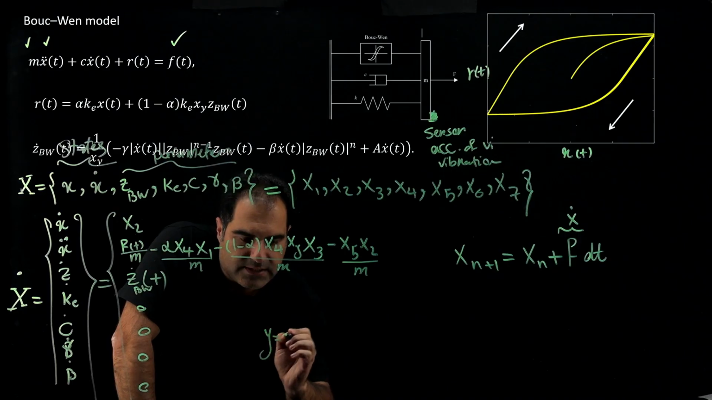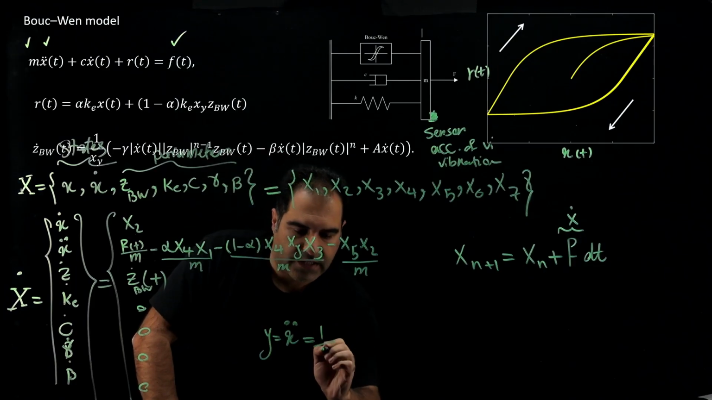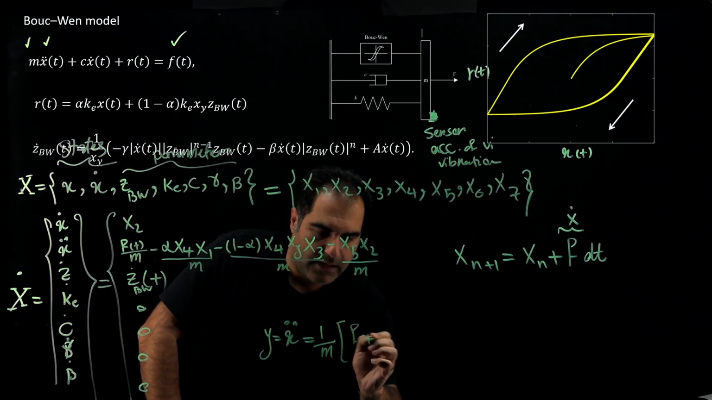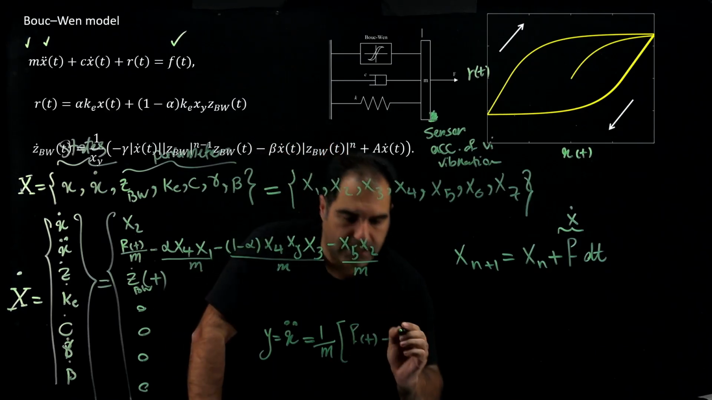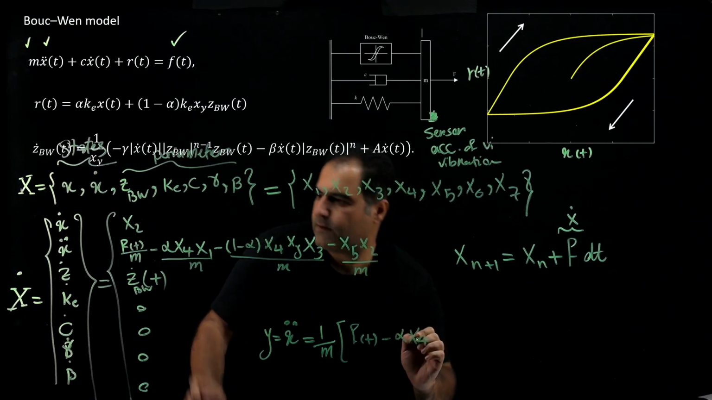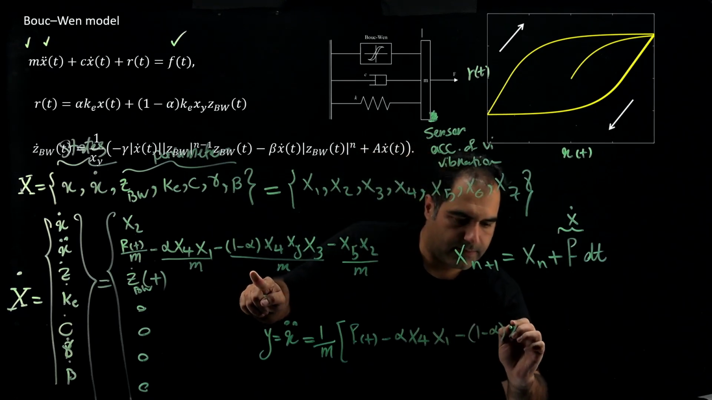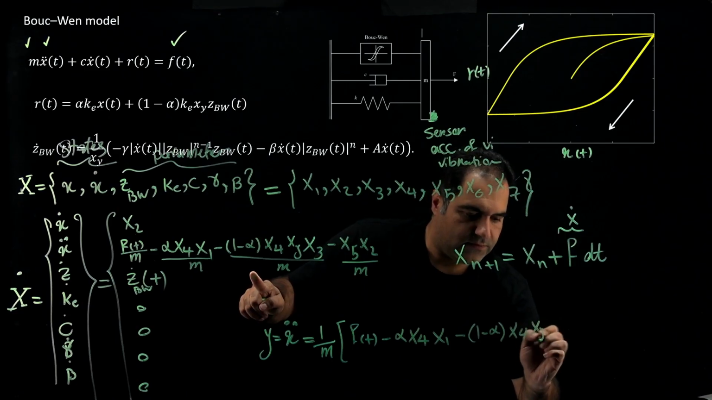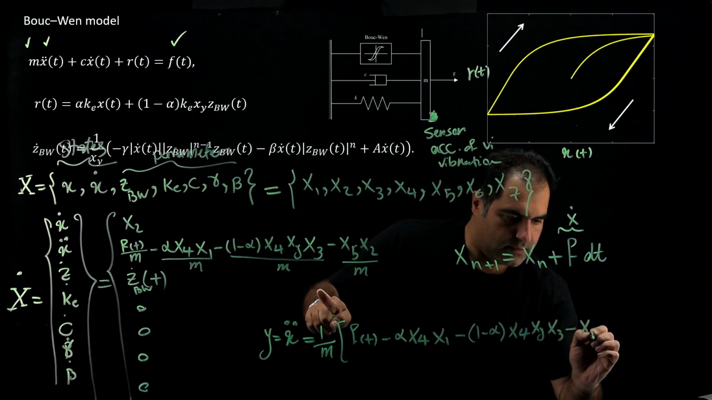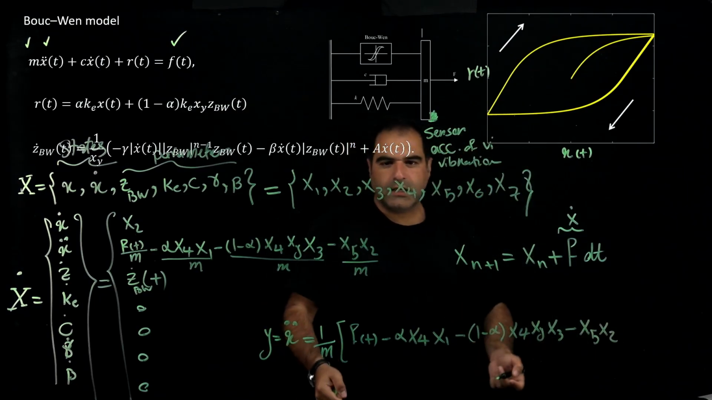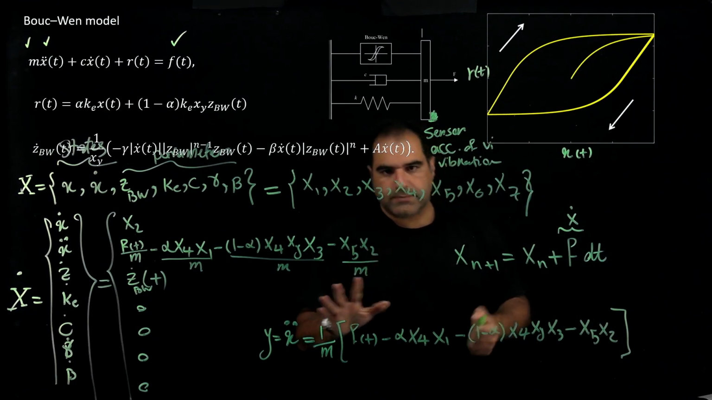Then the y, which is the x double dot, is equal to, as I said, I will write this one, 1 over m (ft minus rt), which we write as alpha x4 x1 minus (1 minus alpha) x4 xy, which is a constant, x3 minus x5 x2. You see, this is my measurement function. Again, I just wrote it as a function. It's not a matrix or anything.